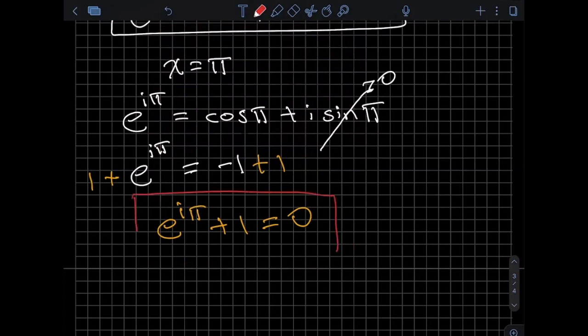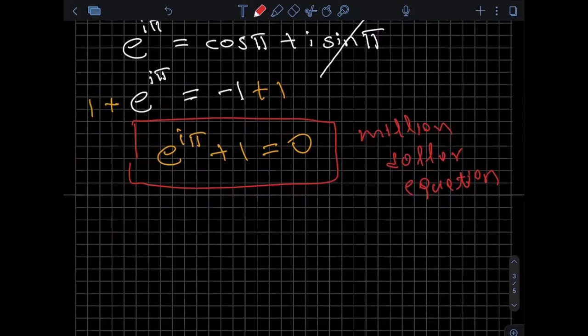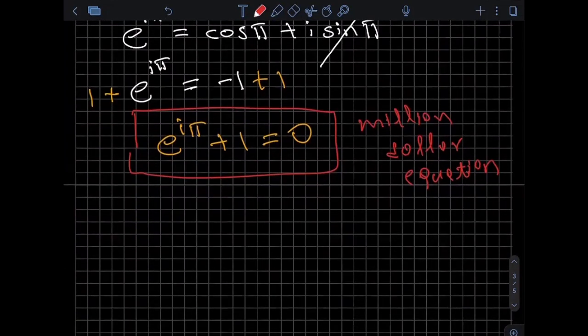So this is what has been called the $1 million equation. And the reason for that is because it consists of the 5 most fundamental constants in mathematics put together in one equation. We have 0, we have 1, we have i, we have pi, and e.